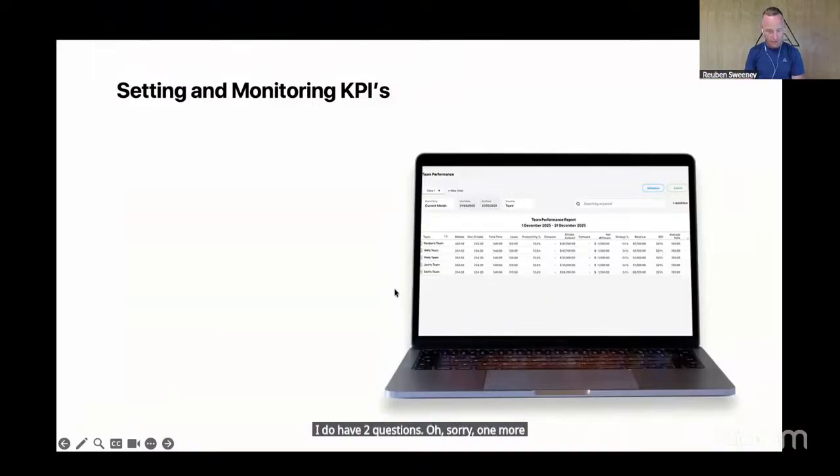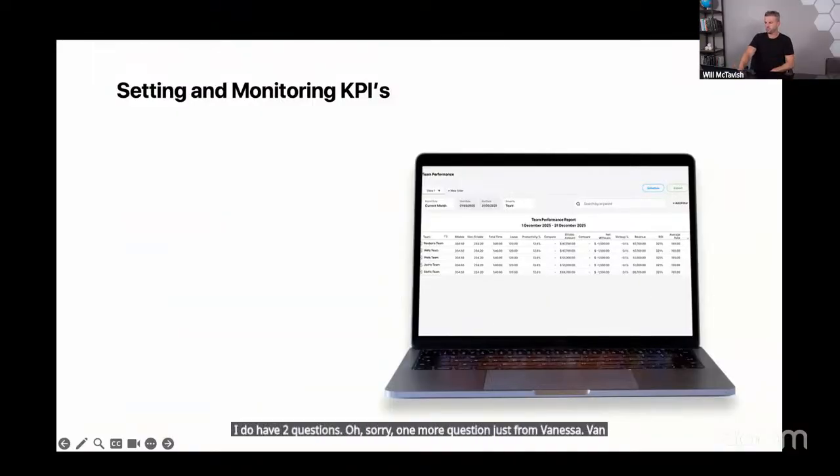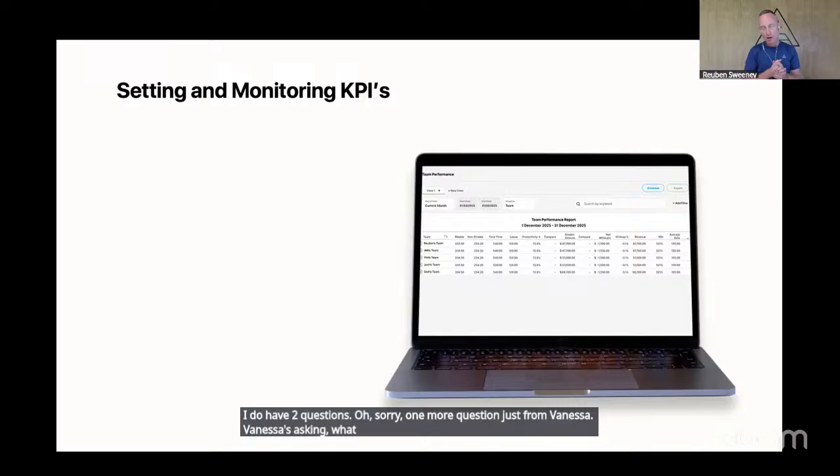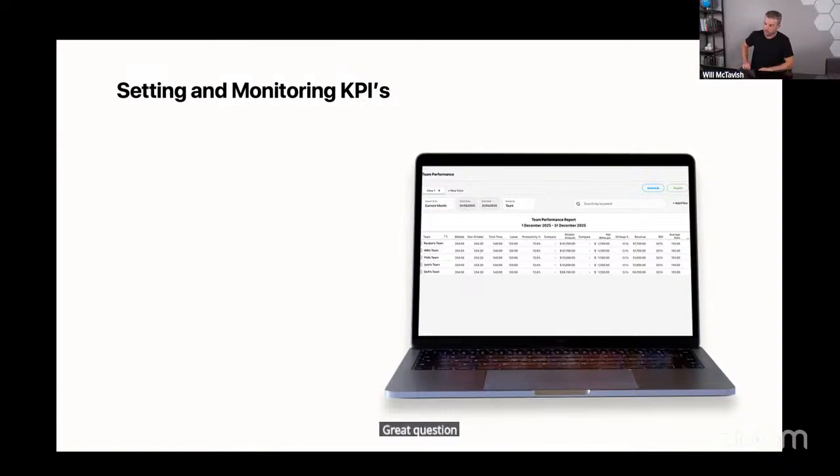I do have two questions. Oh, sorry, one more question just from Vanessa. Yeah, sure. Vanessa's asking, how are write-ons and write-offs allocated when there are multiple people working on a job? Do we want to answer that now? Great question. Yeah, I can answer that now. So with a job, we'll start with some context here.